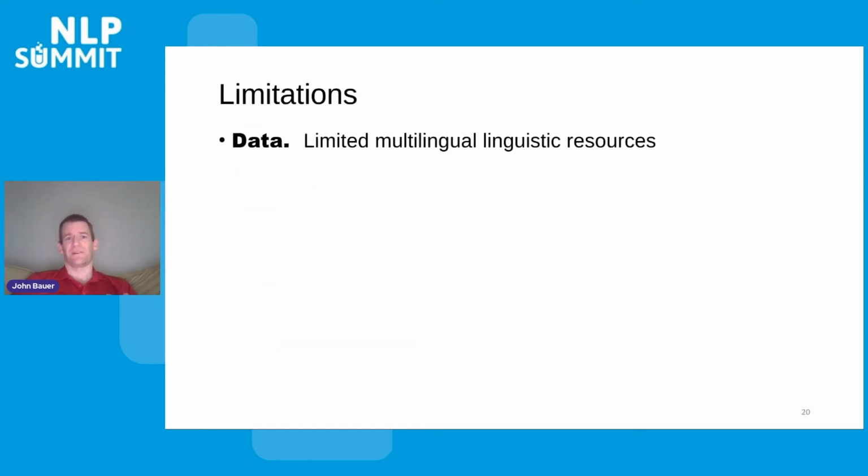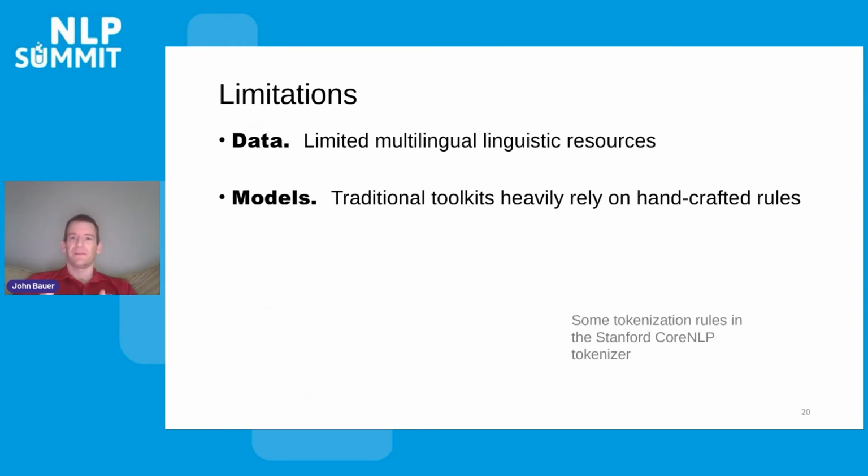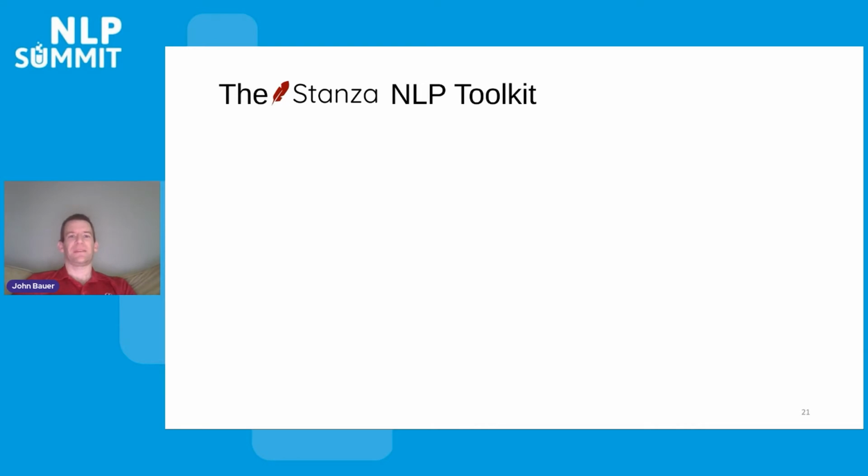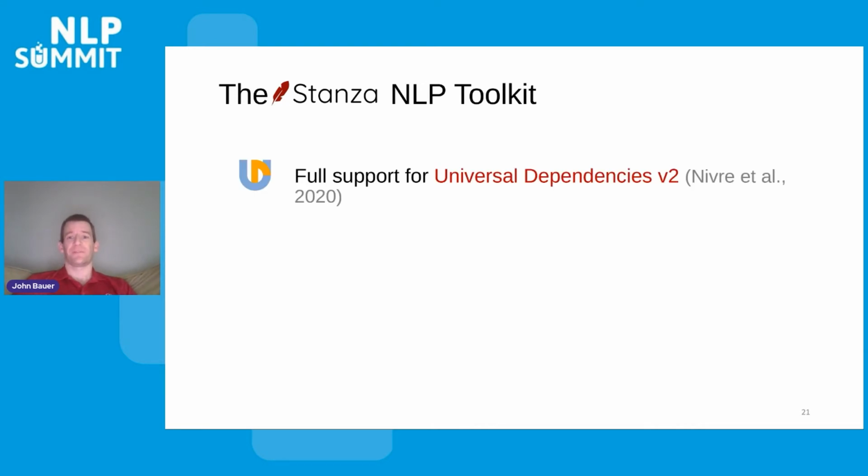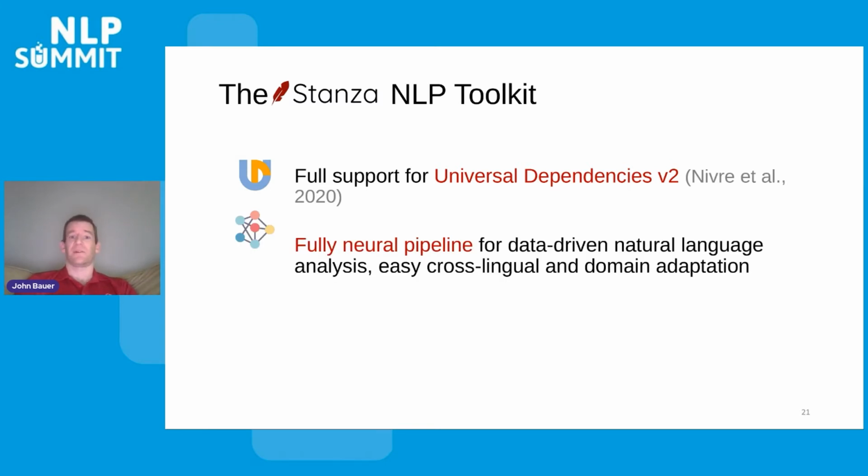So the limitations are limited multilingual linguistic resources. The models rely heavily on handcrafted rules. So the Stanza NLP Toolkit has full support for universal dependencies. I've already tried to introduce this. This includes well over 100 languages. We've winnowed it down to 70 languages where we find the data sets large enough. It's a fully neural pipeline.